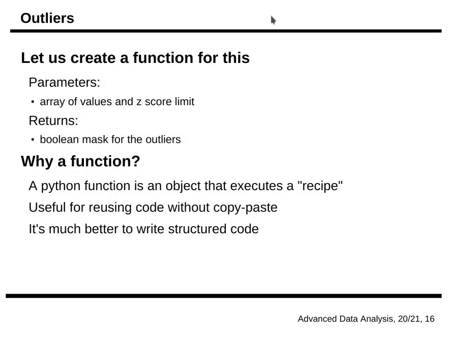So let's create a function for this. We're going to generalize this and create a function to help us do this with our data. The function will receive as input an array of values and a threshold, a limit for the z-score, and then it will return a Boolean mask of true and false that marks with true each point that is an outlier.